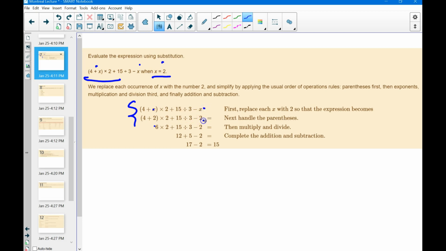Right here, and the signs all stay the same, everything else stays the same, and then basically once I have the x's replaced by 2's, I solve the equation algebraically as if I was doing the last example I talked about a few minutes ago. Let's try some of those examples.